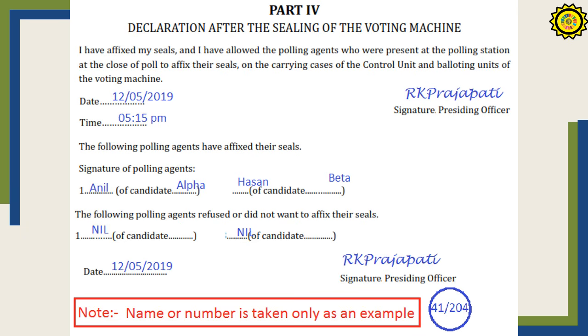Format for declaration made by the presiding officer after the sealing of the voting machine at the close of poll is shown on the screen. PO and agents will put their signatures on the form. Date and time of sealing will also be mentioned.